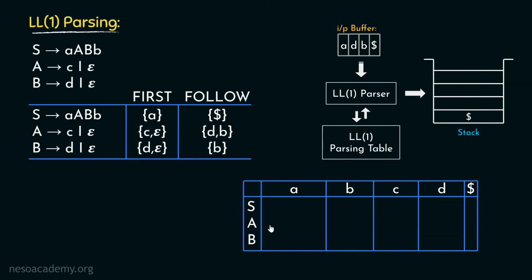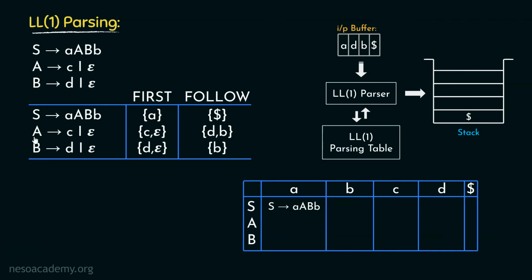So let's begin with the non-terminal symbol S. Now in the first of S, we have the terminal symbol a. So the production rule S can be written as small a followed by capital A, capital B followed by small c. We are going to enlist this particular production rule in the column of a. Now since S doesn't really produce epsilon, therefore we don't really need to worry about the follow set. Let's proceed to the next one, that is A. Now in the first of A, we have got the terminal symbol c.